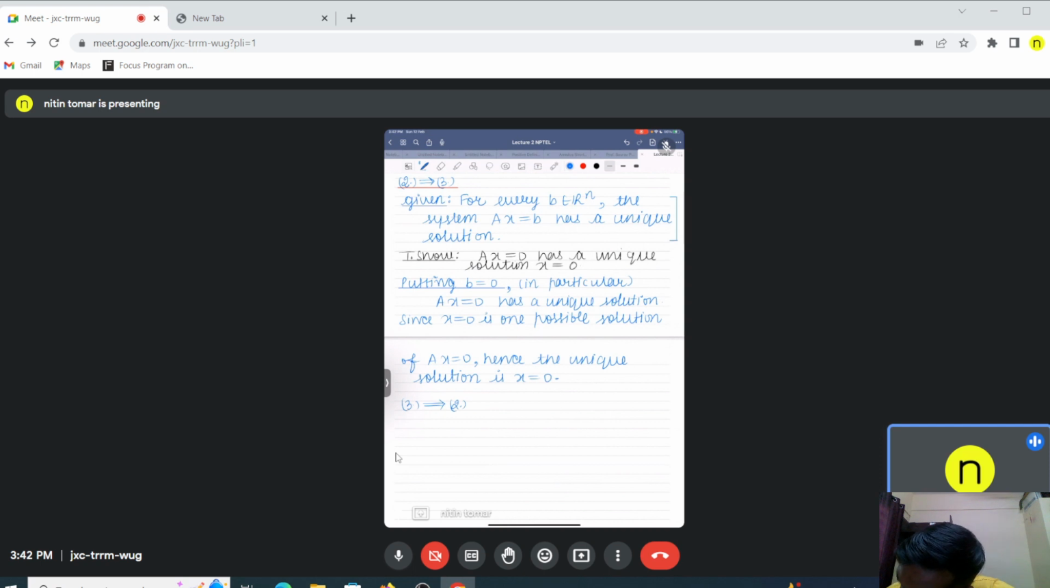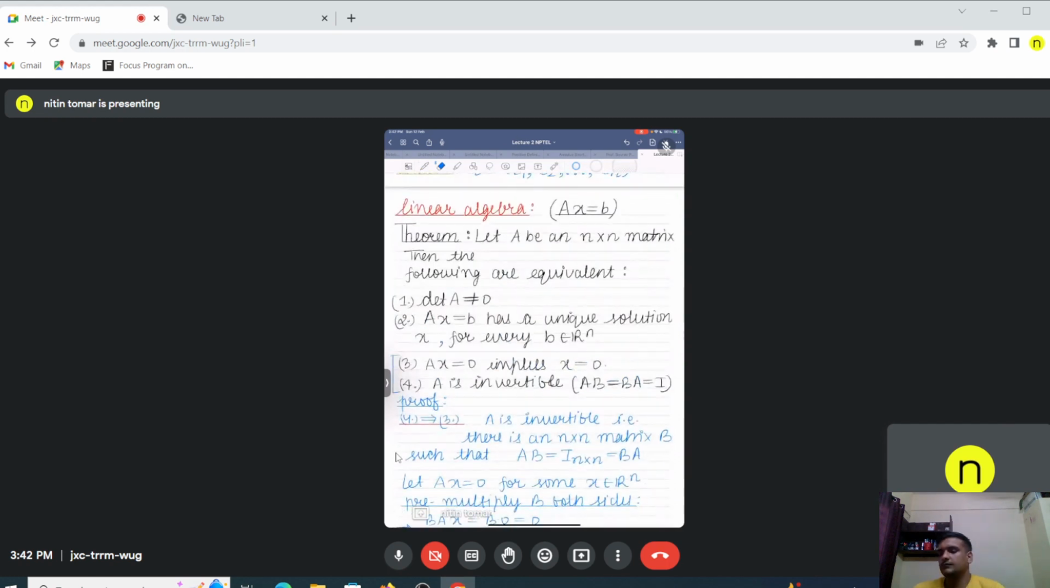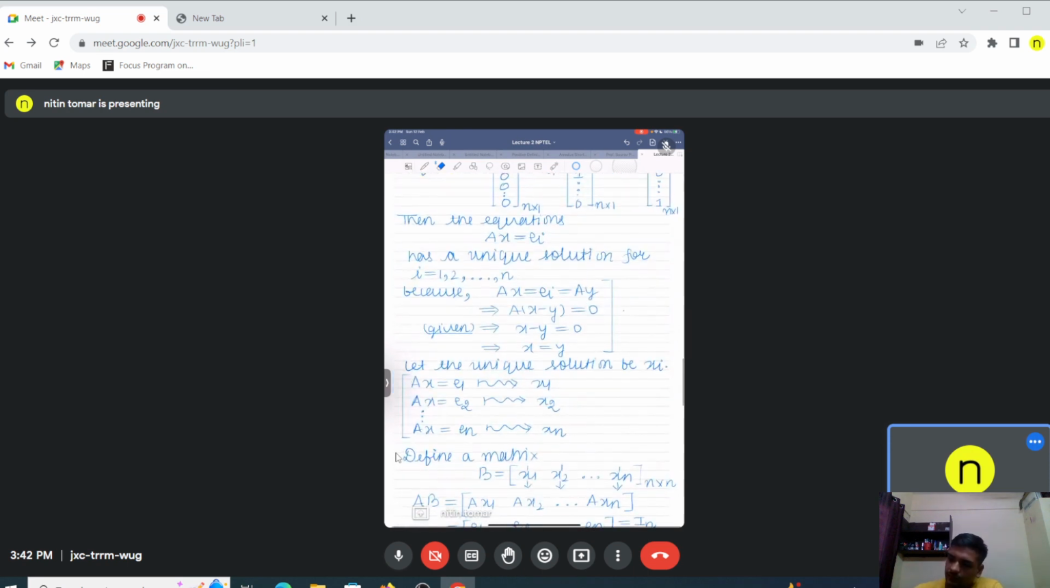Remember 3 implies 2, 3 is the same as 4, right? We have proved this. This actually we have seen in the argument when we were using 3 implies 4. If ax equal to 0 has a unique solution and let ax equal to b have two solutions x1, x2. You remember this argument, right? Yes, sir. So this is precisely the argument for 2, right?